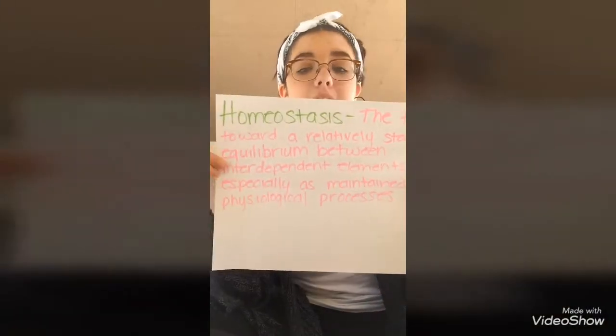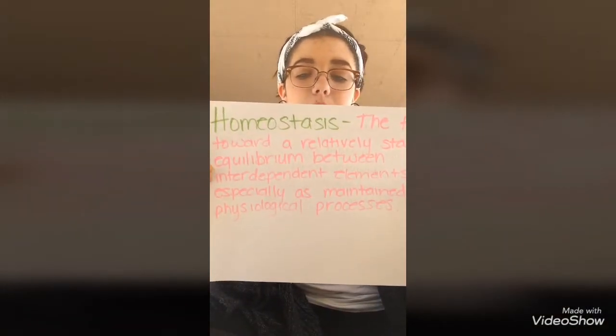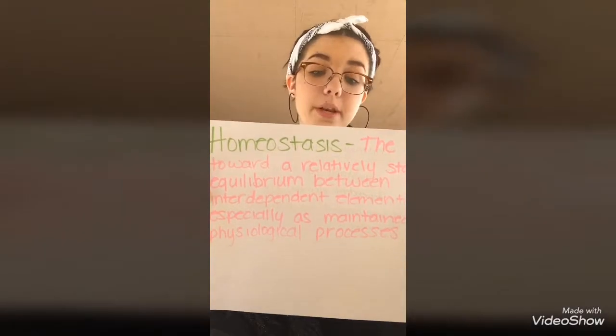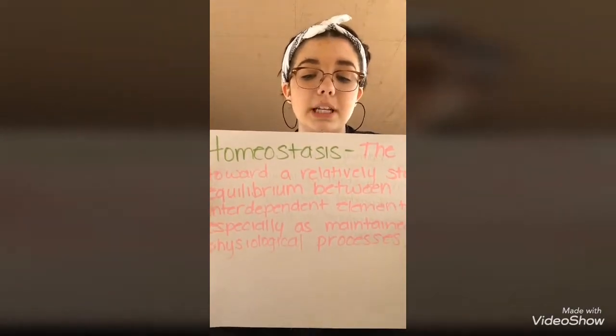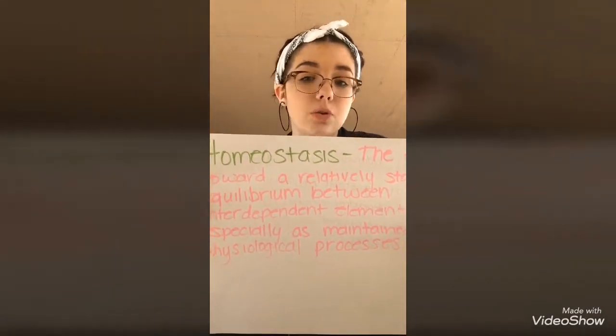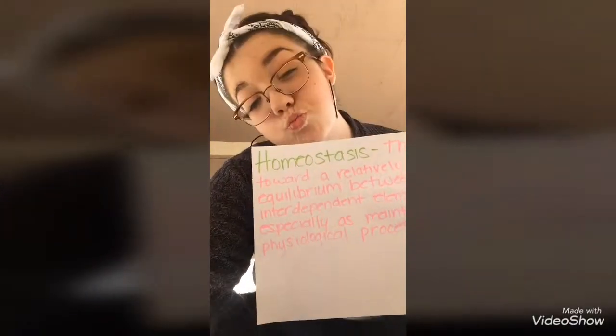Homeostasis: the tendency toward a relatively stable equilibrium between interdependent elements, especially as maintained by physiological processes. Did y'all know? The 6 nutrients help organisms maintain homeostasis. What?